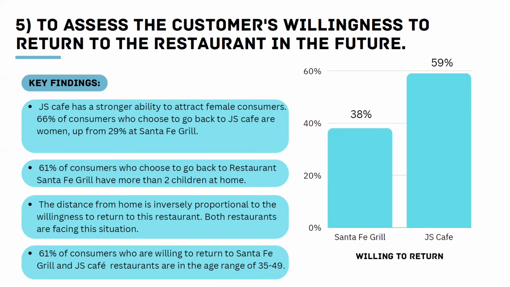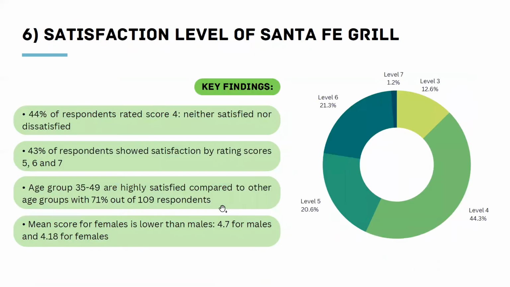Coming to the sixth question, to assess the degree to which the customers are satisfied with their Mexican restaurant experience. Respondents were asked to provide how satisfied they are with Mexican restaurant dining experience. As we can see in the pie chart, the results show that 44.3% of the respondents rated score 4, where it states that they are neither satisfied nor dissatisfied, or neutral. It can be obviously seen that no one gave score 1 and 2, which means there is no customer who is very dissatisfied or dissatisfied.